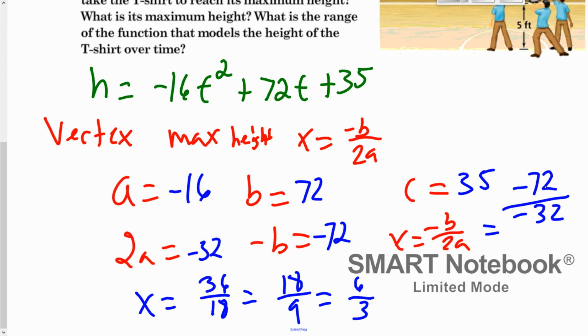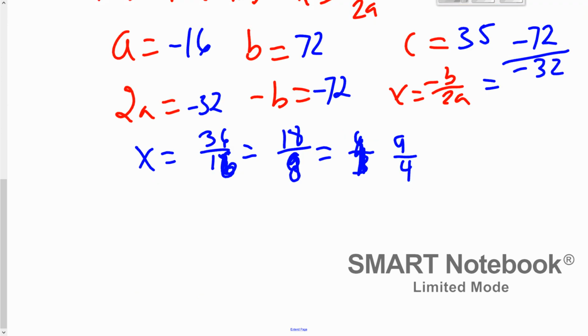Easy. Divide those by 2, that would be 36, and not 18, sorry, 16. I can divide those by 2, and I get 18 over 8. I can divide those by 2, and I get 9 over 4, and so 9/4. So here we have fractions, that's okay, so x equals 9/4.